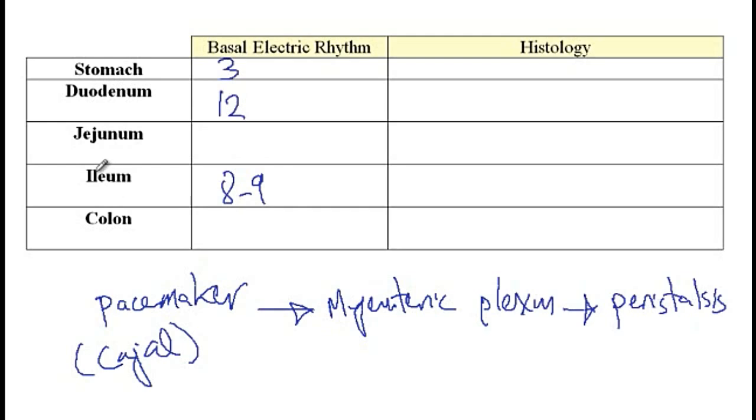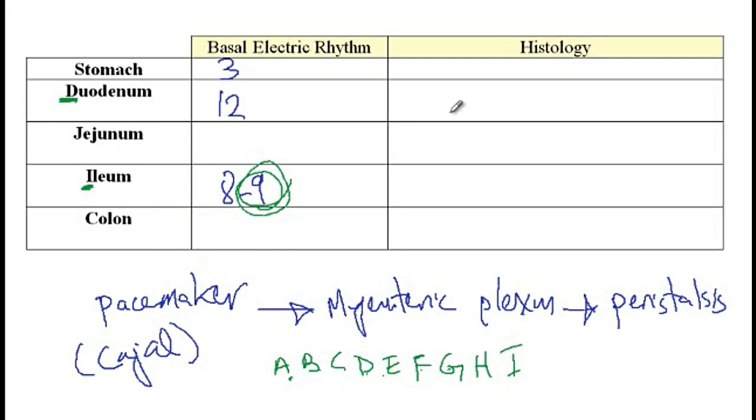So the way I memorize it is that the letter I is the 9th letter, so A, B, C, D, E, F, G, H, I. 1, 2, 3, 4, 5, 6, 7, 8, 9. So it's the 9th letter. So that's how I memorize that ileum has 8 to 9 waves per minute. And then for duodenum, it always reminds me of D goes for dozen. So there are dozens of waves per minute with duodenum. So that's how you can memorize the rates of basal electric rhythm in different regions of the GI tract.